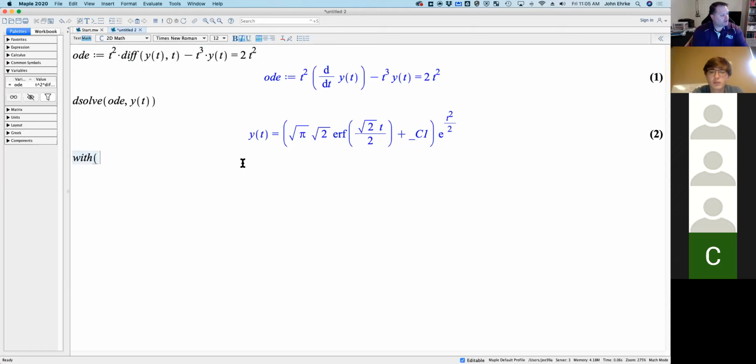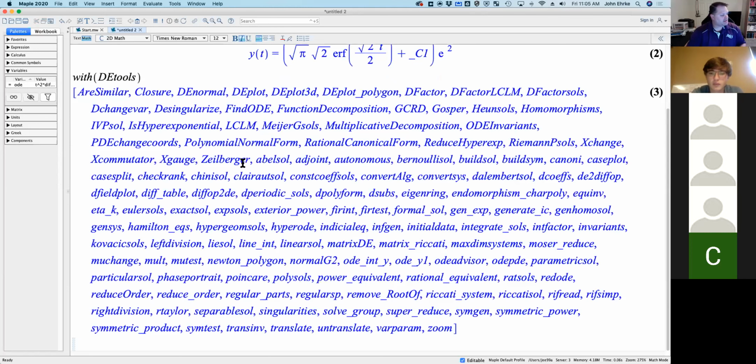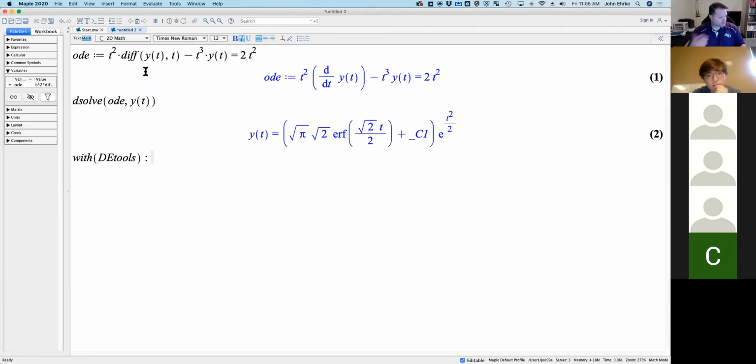So one of the commands that we'll talk about next week is something called DE plot. Now this is a package, so you load packages in Maple. These are all the commands that come with this package. We will not use all of these this semester, but one of the commands that we will use often is DE plot, both the regular and 3D version of it. So by loading this package, the colon at the end of it suppresses the output. So by loading that package, I have access to that DE plot command.